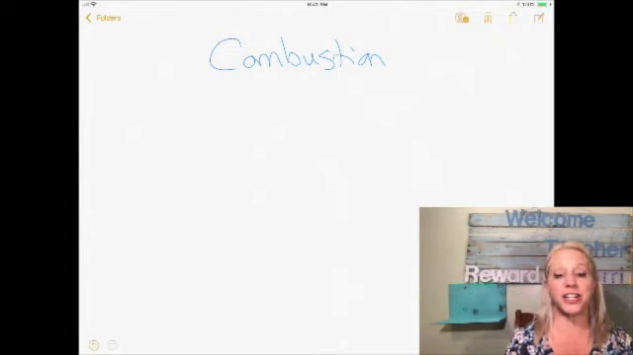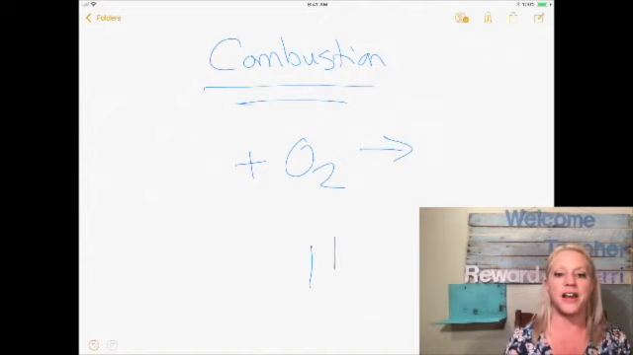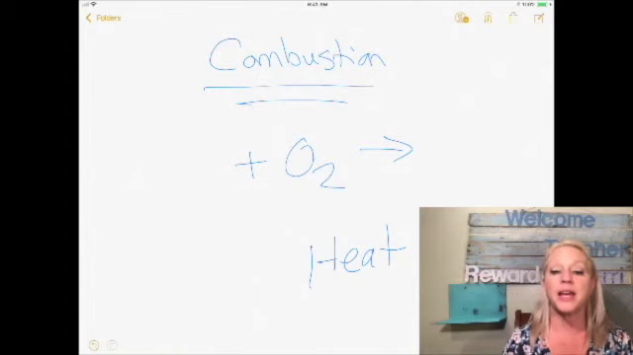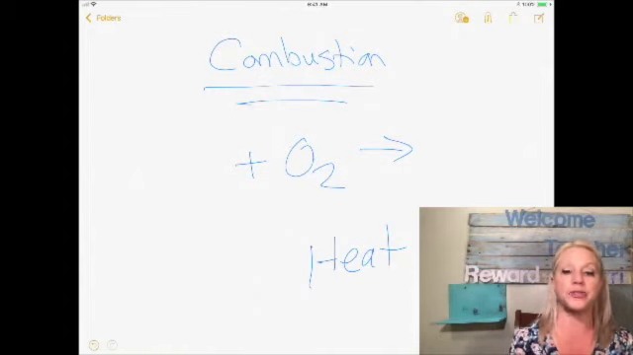Our last reaction is called a combustion reaction. In this case, we must have oxygen present for the combustion to take place. So combustion, when you think about it, is going to be something that produces a lot of heat. Sometimes you might even see a flame. And in order for us to burn something, we have to have what's called a hydrocarbon.